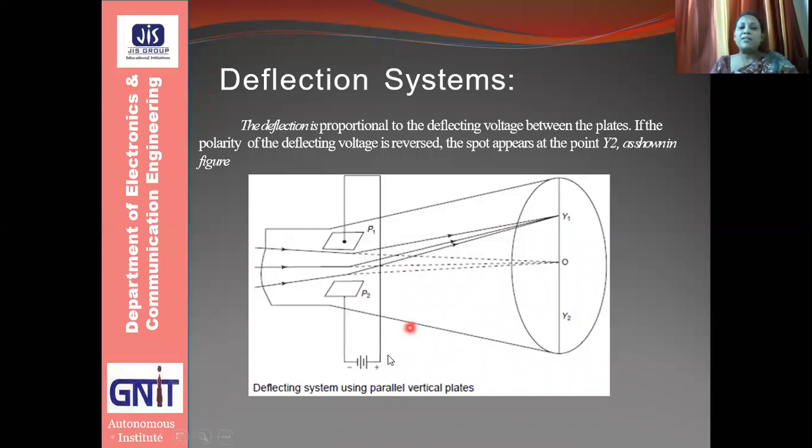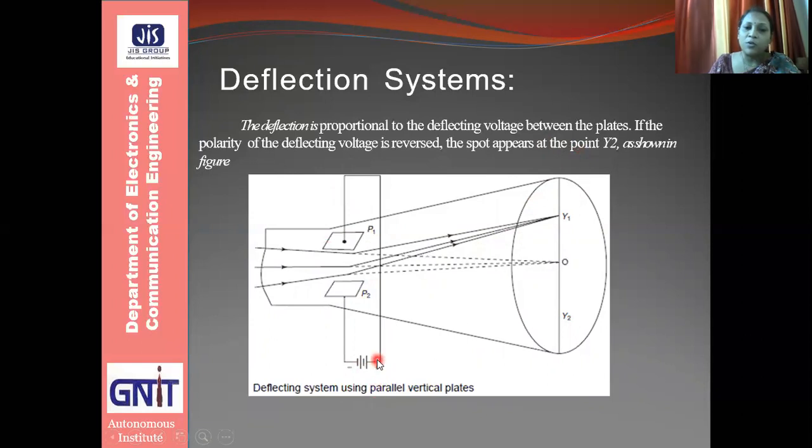This is the schematic of the deflection system. The deflection is proportional to the deflecting voltage between the plates. If the polarity of the deflecting voltage is reversed, the spot appears at point Y2. We are applying this side.